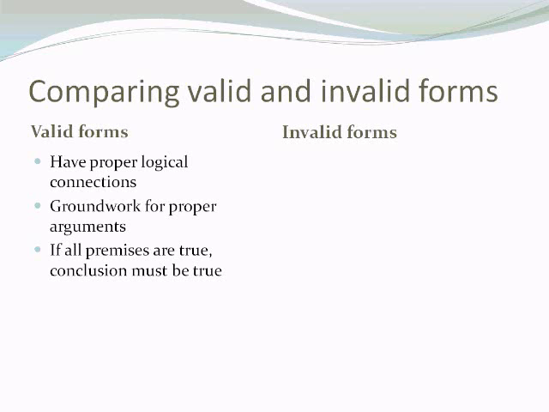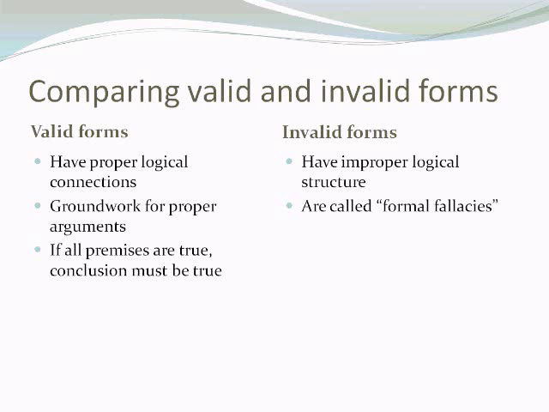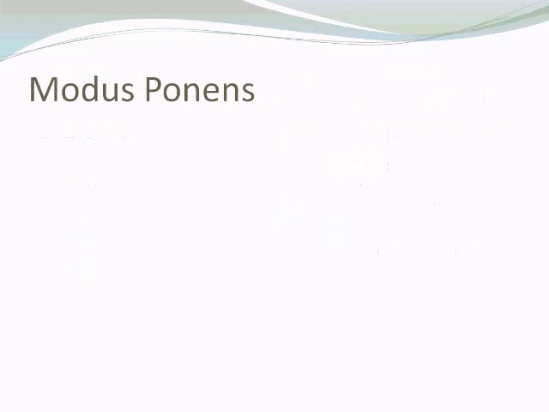Invalid forms, by contrast, have an improper logical structure. There is not a logical connection between their premises and their conclusions. They are called formal fallacies, which is separate and distinct from the informal fallacies, which we may have a vidcast on later. And even if all of the premises are true of an invalid form, then the conclusion may be untrue. It might be true, but if it is, it's true kind of by accident.